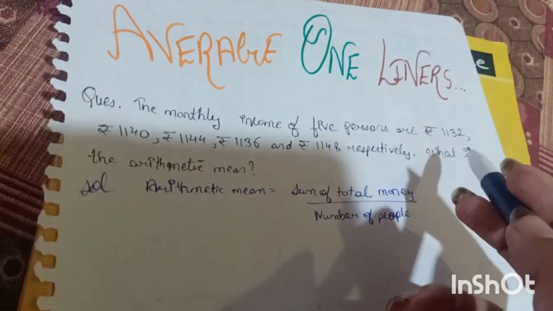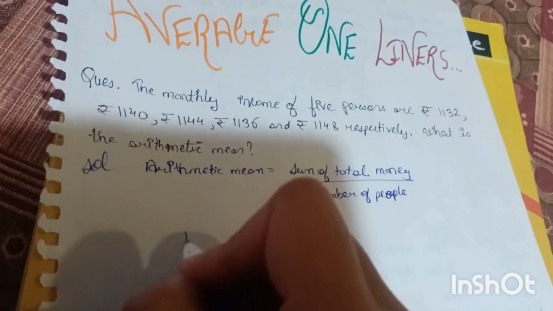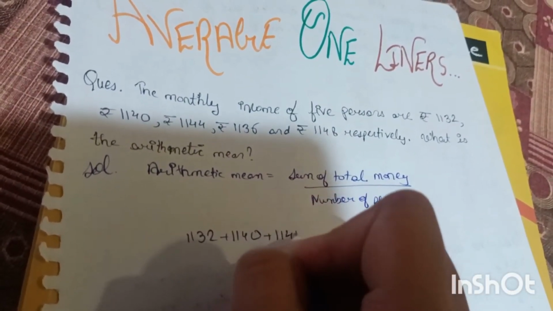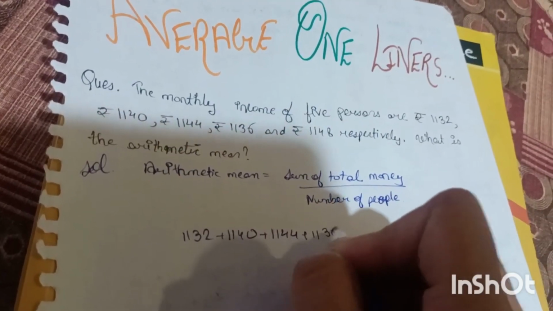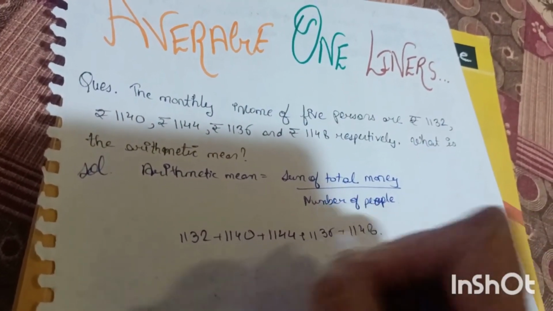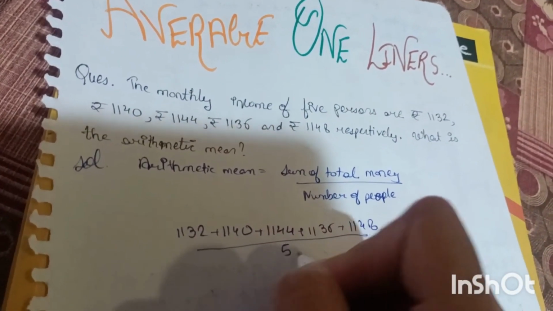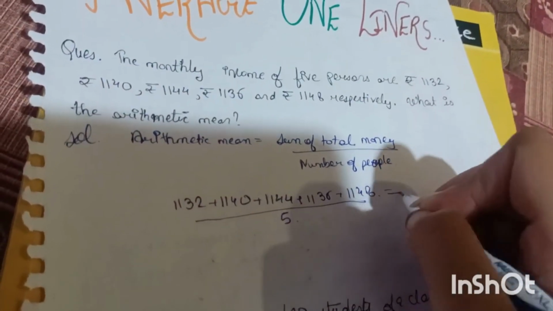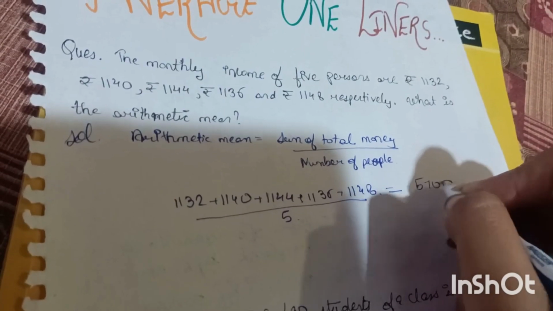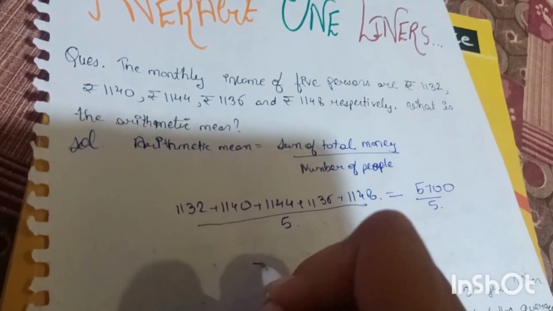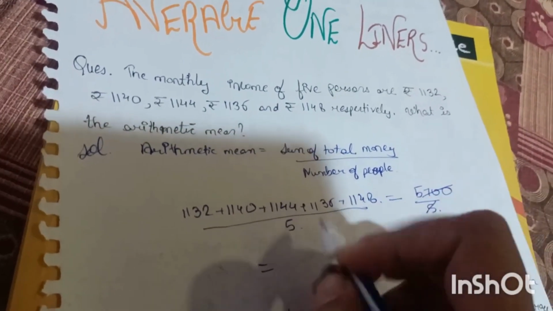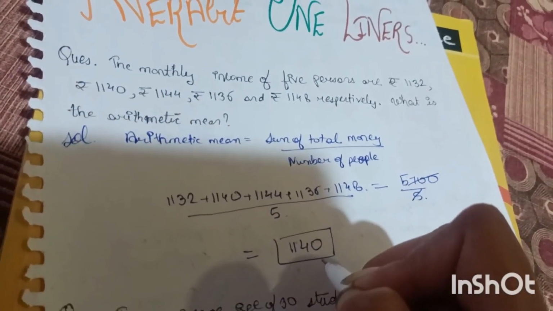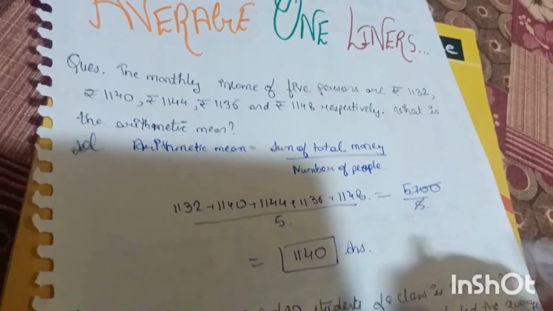So the total sum of money we have to find is 1132 plus 1140 plus 1144 plus 1136 plus 1148. And how many people? There are 5 people. So when we do the total, we'll get 5700. If we cancel out, we'll get the value 1140. So the arithmetic mean is 1140. Here is the answer.